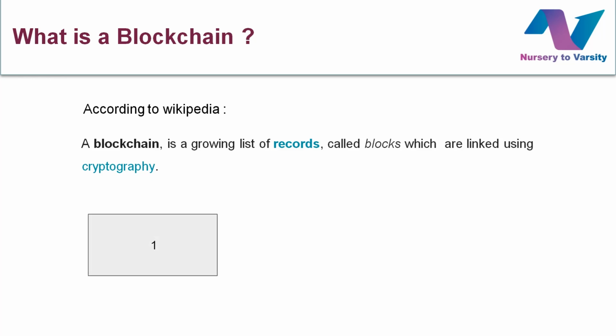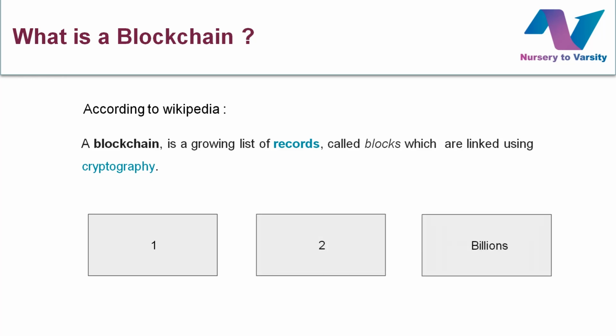Suppose we have one block named block number 1, and then block number 2, and so on, billions of blocks. All these blocks are interconnected to each other, like they are chained together. So if the data is tampered in block 2, then the further chain will get dissolved and the blockchain will fail. This is how the concept works. That is why we call it a blockchain. These blocks are chained together.